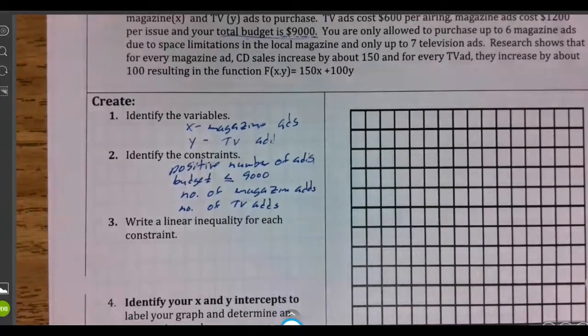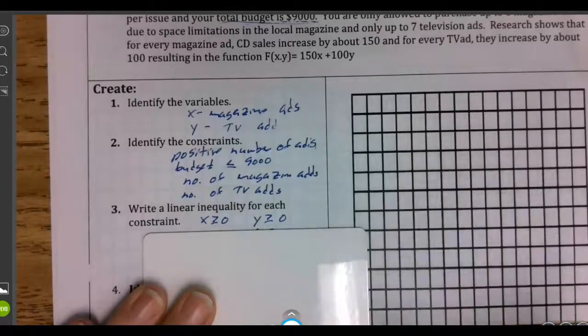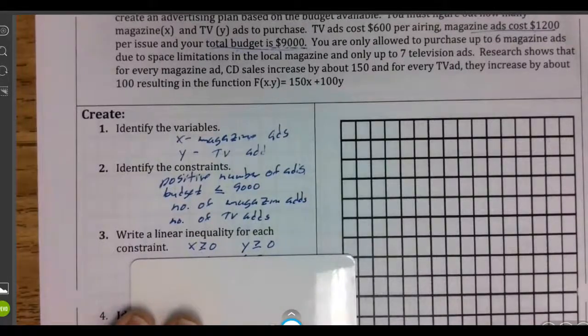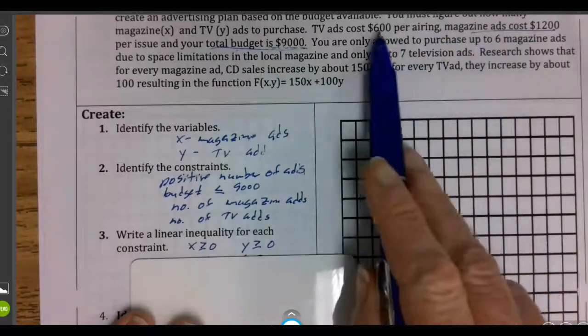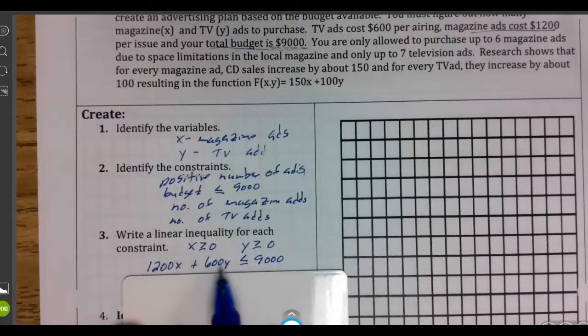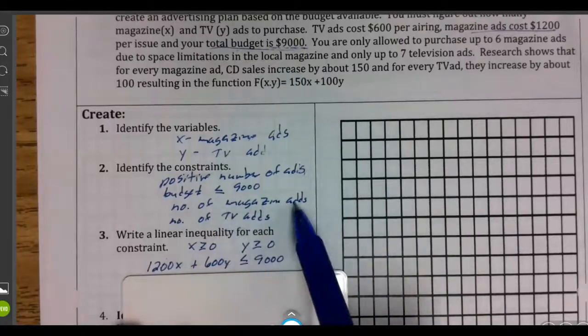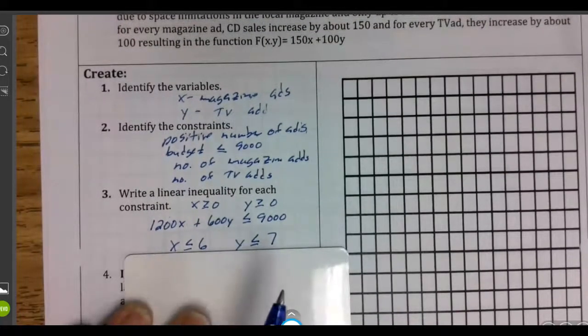Try that right now. So to get your inequalities, you're only going to have positive ads is what you're going to be purchasing. You're not going to purchase a negative number of ads. So it has to be X is greater than or equal to 0, Y is greater than or equal to 0. The next one is using the budget. It's 600 for TV and 1,200 for magazine. So it's 1,200X plus 600Y, and that has to be less than or equal to 9,000. Then the number of magazines was restricted also. So you have X is less than or equal to 6, and Y is less than or equal to 7. So those are what you're going to be graphing.